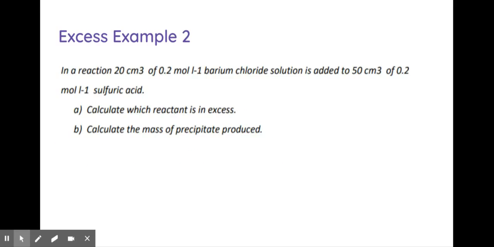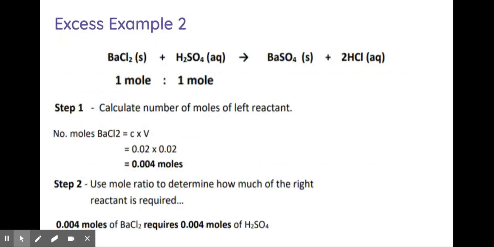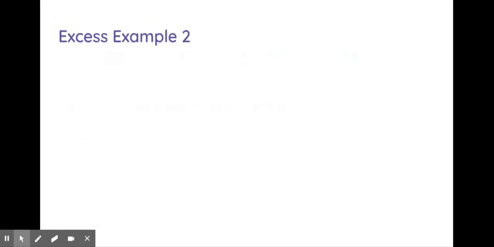Part B is to calculate the mass of the precipitate produced. Now, from your knowledge in National 5, you should know that the precipitate is going to be the solid that is produced in this reaction. So if we go back to the equation, we can see that that is barium sulfate. Now, which of the reactants are we going to use for this? We're not going to use the sulfuric acid because we said that it was in excess. So we're going to use the mole ratio of the barium chloride to the barium sulfate.